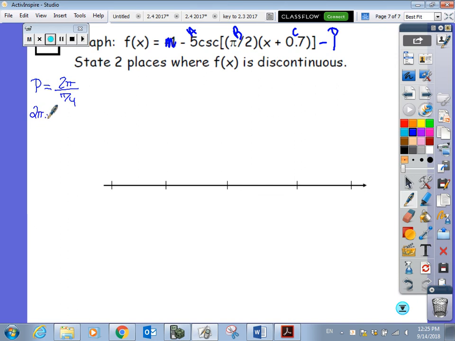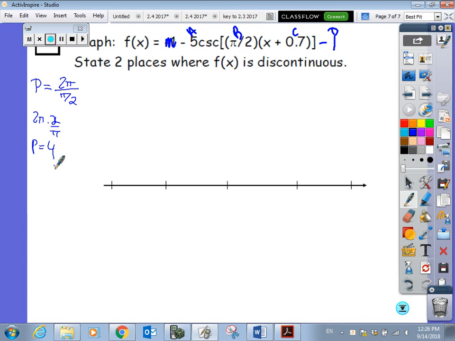I cannot divide fractions, so I multiply by the reciprocal, and I get period equals 8. No. You wrote pi over 4. Okay, thank you. Whew. I didn't remember it being 8 earlier. Thank you. 2, so 2 pi times 2 over pi, period, is 4. Thank you.